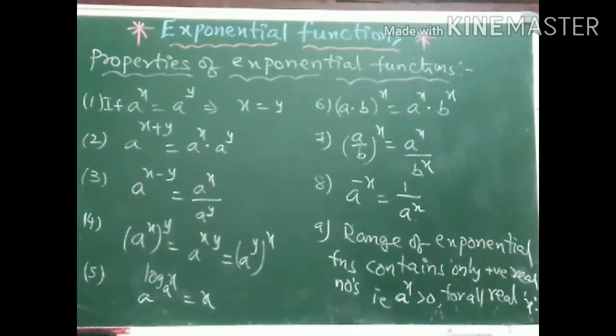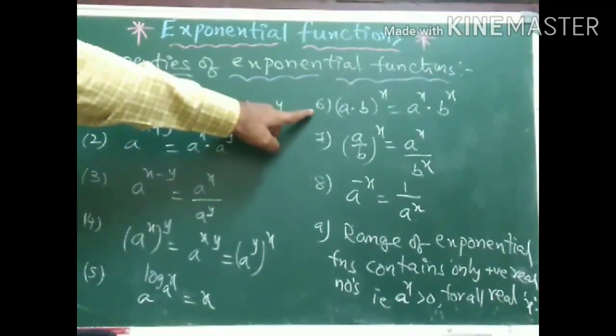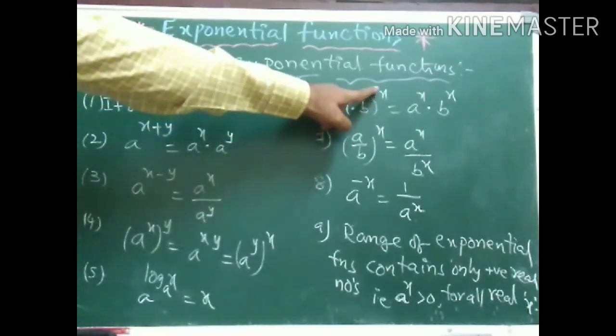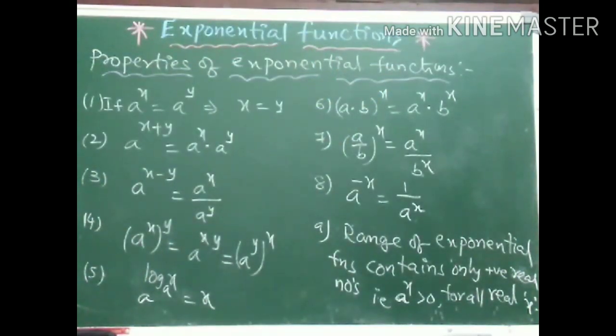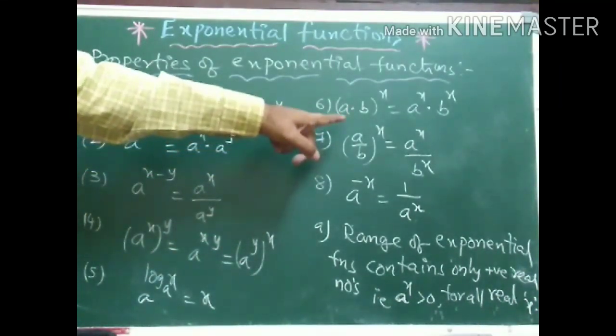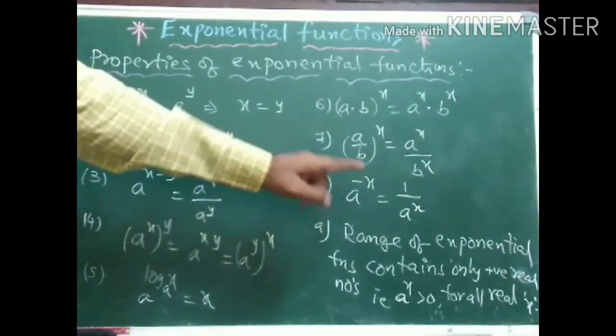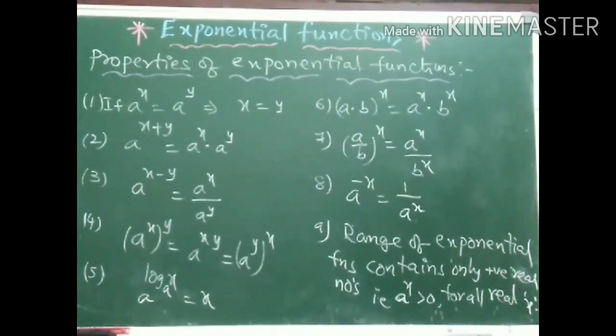And coming to the fifth one: a to the power of log x to the base a is equal to x. And property number 6: a into b whole power x is equal to a power x into b power x, and a by b whole power x is equal to a power x by b power x, and a to the power of minus x we can write as 1 by a power x.